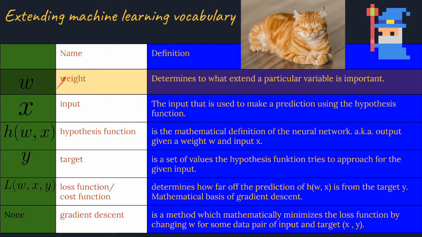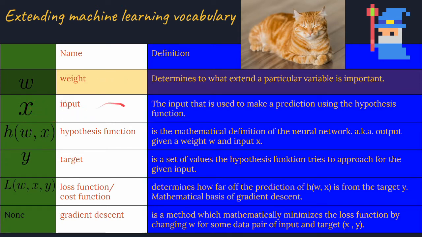So first we have to get used to some new vocabulary. We have the weight, denoted by a W, which determines to what extent a particular variable is important. That variable might be an input, might also not be an input, as you will see in later videos. It could also be a hidden node in a hidden layer of the neural network. But for now, it's just going to be an input.